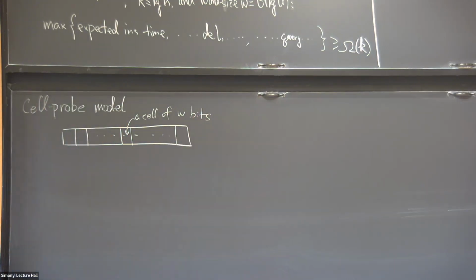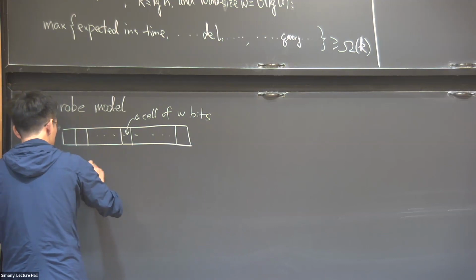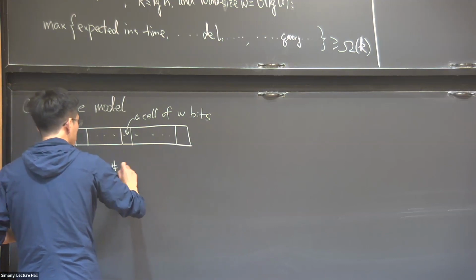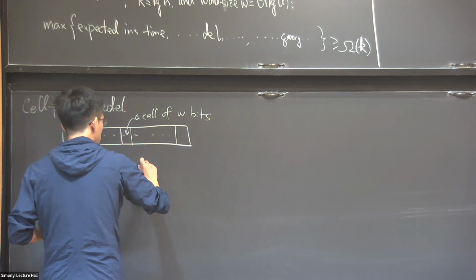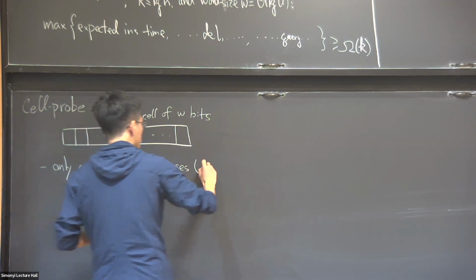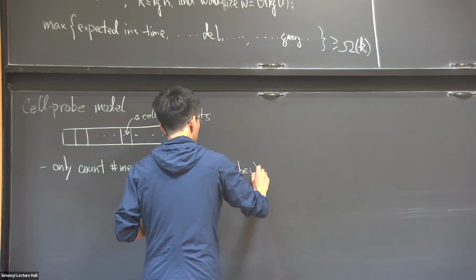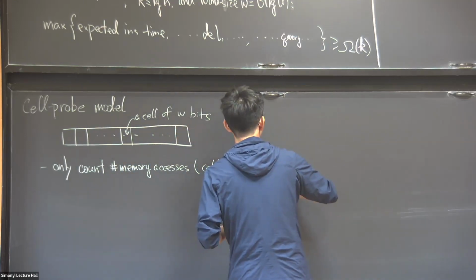Okay, and then a data structure can access this memory in any way, but we only count how many times it accesses, how many cells it reads or writes to, and all the computation is free. So we only count the number of memory accesses, or cell probes.